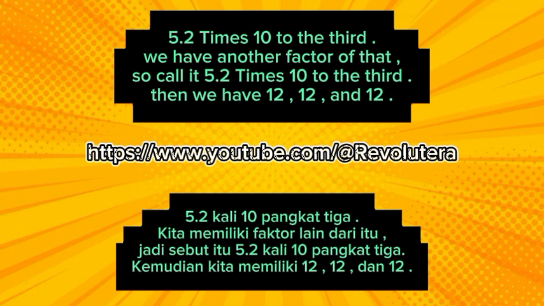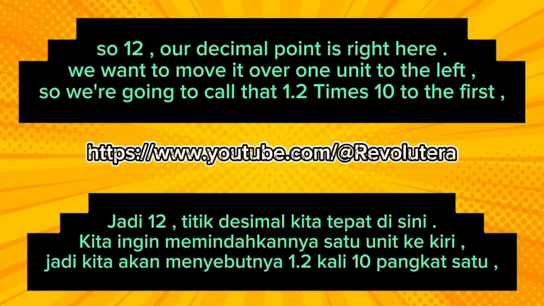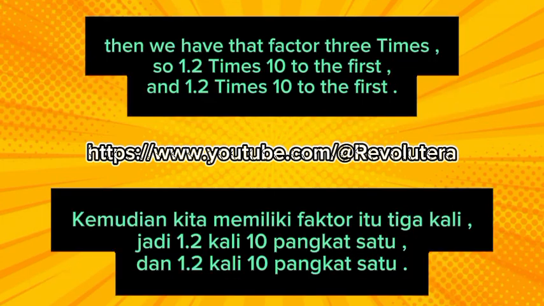Then we have 12, 12, and 12. So 12, our decimal point is right here. We want to move it over 1 unit to the left, so we're going to call that 1.2 times 10 to the first. Then we have that factor 3 times. So 1.2 times 10 to the first, and 1.2 times 10 to the first.